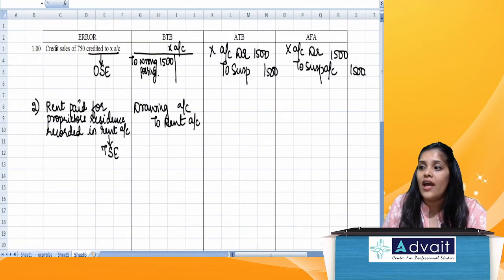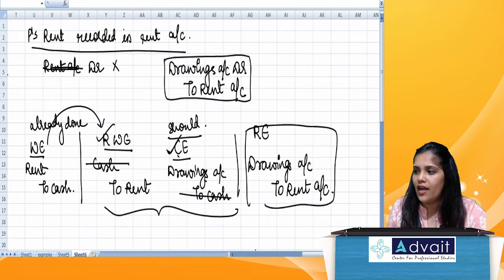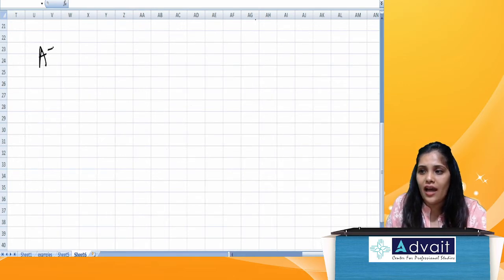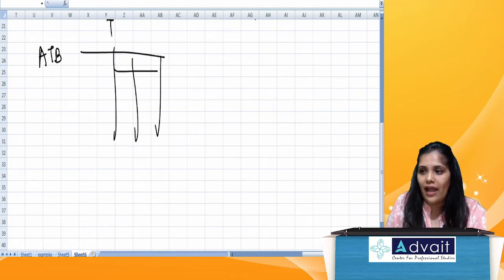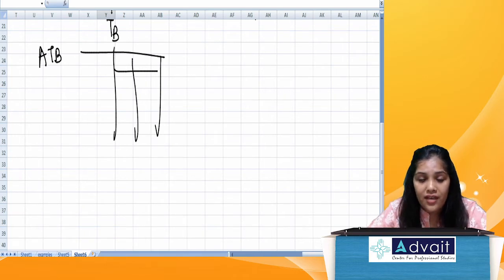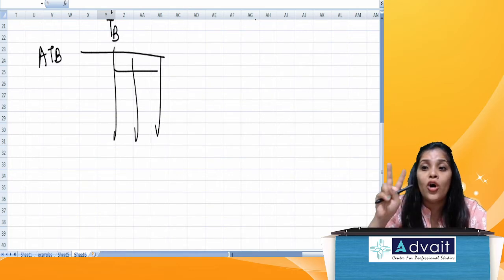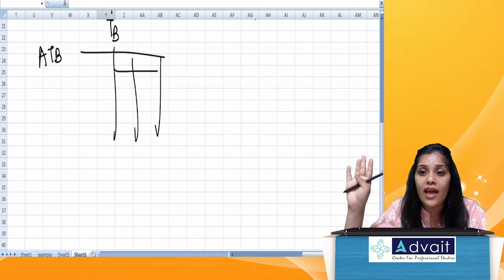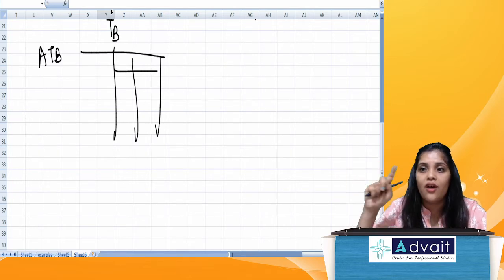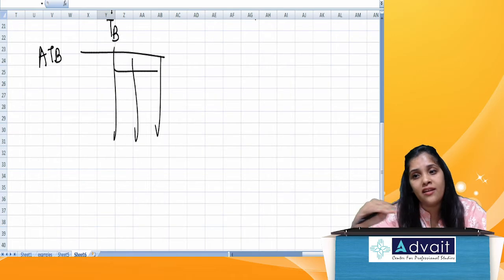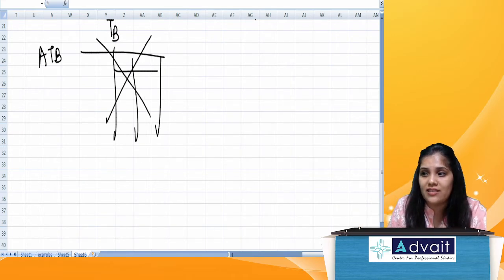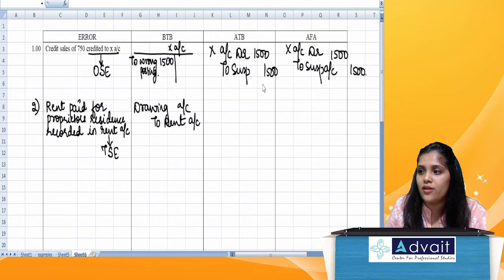Now, come back. If it is an after trial balance error, now think, what did I say? I told after trial balance means I would have opened trial balance, and if the error is of two sides, then it will not affect my suspense account, because one debit, one credit effect will get nullified. So this will not affect my suspense account. You should still do four steps, and the entry will be drawings to rent.